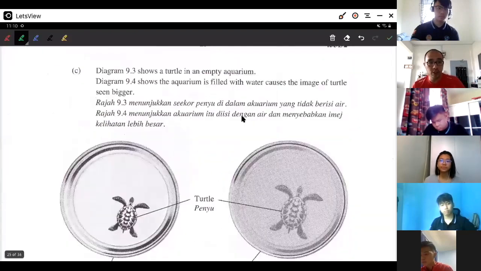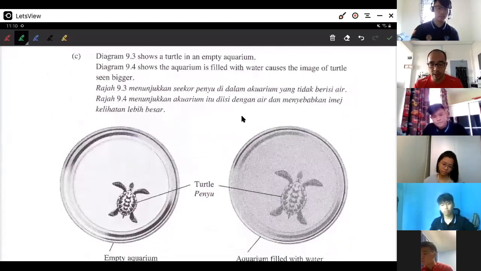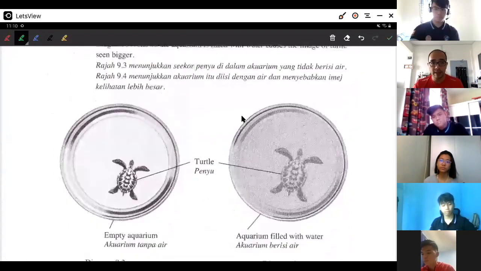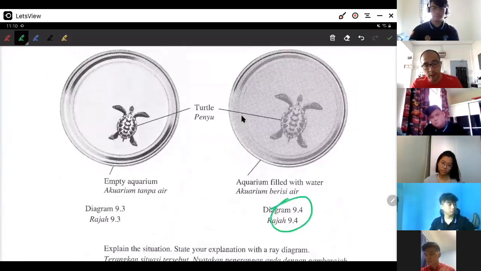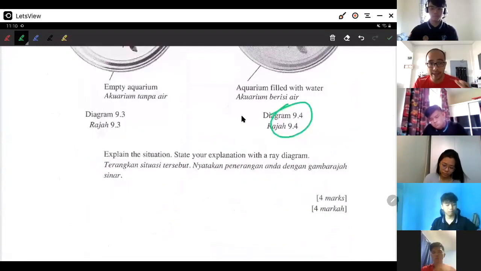Diagram 9.3 shows a turtle in the empty aquarium. Diagram 9.4 shows the aquarium filled with water, which causes the image of the turtle to be bigger. Okay, this is a very standard one. So this one, no water, poor turtle, no water, cannot swim. Then in 9.4, there will be water. Okay, so the water acts as a lens.